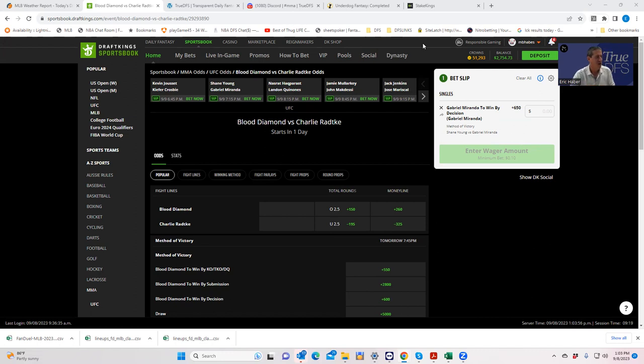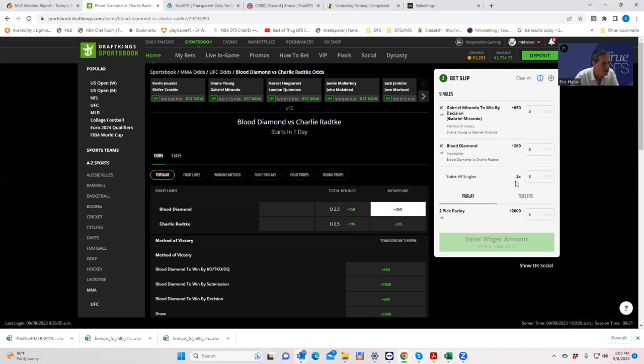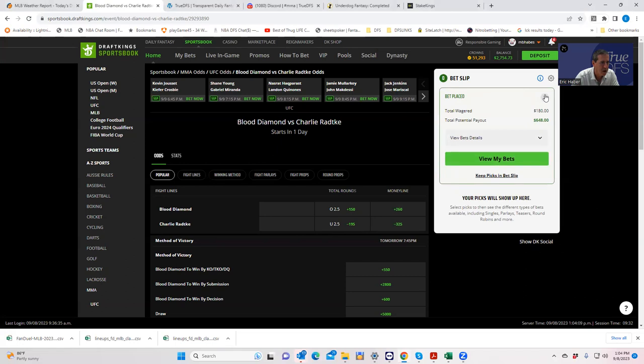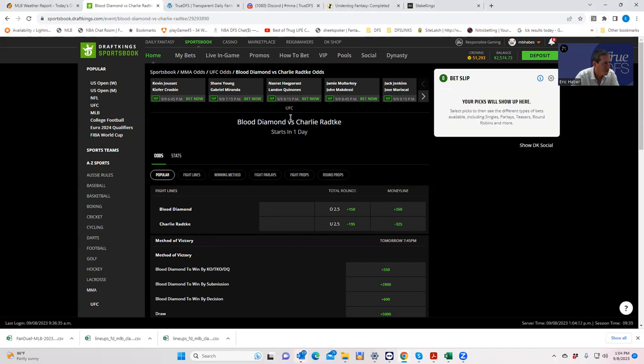So essentially, there's very little way that Blood Diamond can win. So we're going to take a shot. Blood Diamond plus 260 for 180. All right, moving on.